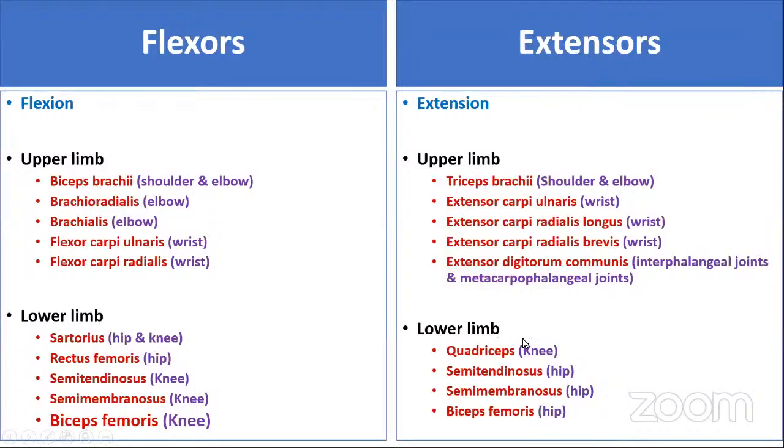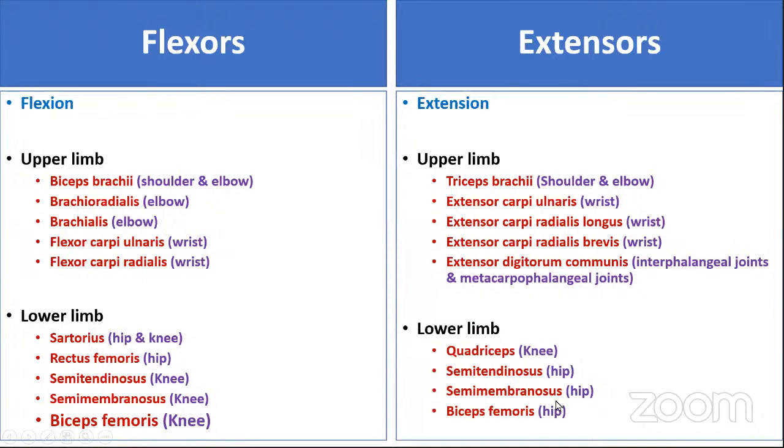Whereas with reference to the lower limb, quadriceps, semitendinosus, here you can see semitendinosus at knee joint, it brings about flexion. Even semimembranosus at knee joint brings about flexion, but with reference to hip joint, it brings about extension. So the same muscle at one position can act as a flexor muscle, at another joint it can act as an extensor muscle. Here biceps femoris also the same thing. Biceps femoris also brings about the extension at the hip joint.